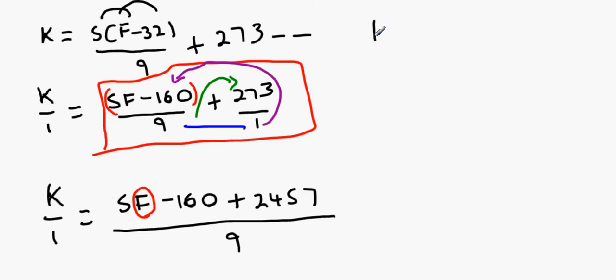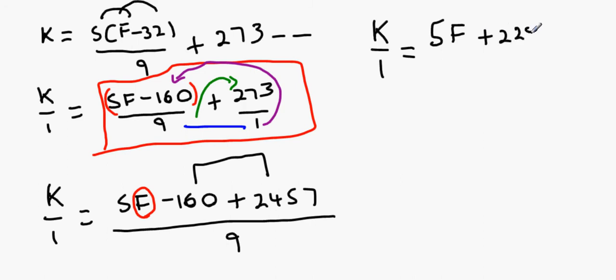So K over 1 equals 5F, 5 multiplied by Fahrenheit. So add those numbers together, the minus 160 and the 2,457, and you get plus 2,297, and you're going to divide all of that by 9. Now the next step is we can cross multiply. If we can cross multiply, do it.